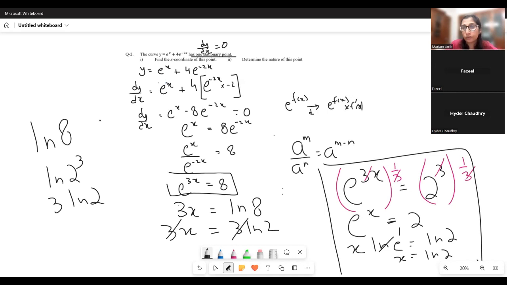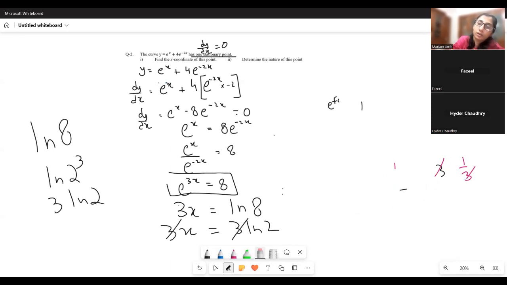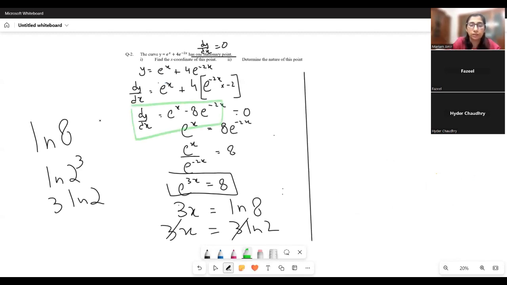Determine the nature of this point. So yeah, we have to determine the nature of stationary points. That means you have to tell whether this is a maximum point or a minimum point. So what do you have to do? You double differentiate and you substitute the value of x in that double derivative if needed. And then you check if your answer is positive, then it's a minimum, and if it's a negative answer, then it's a maximum. All right. So where's my first derivative? First derivative was this. Let's differentiate it again.